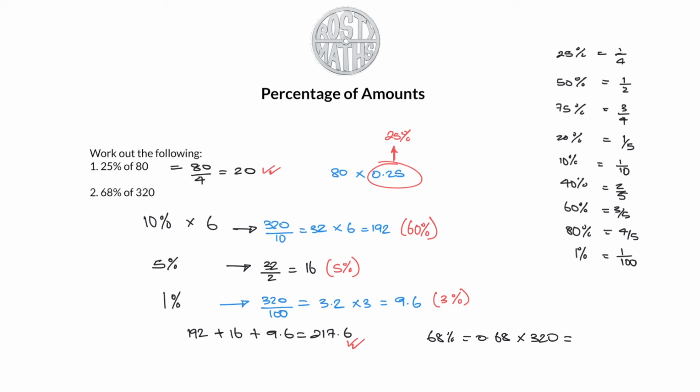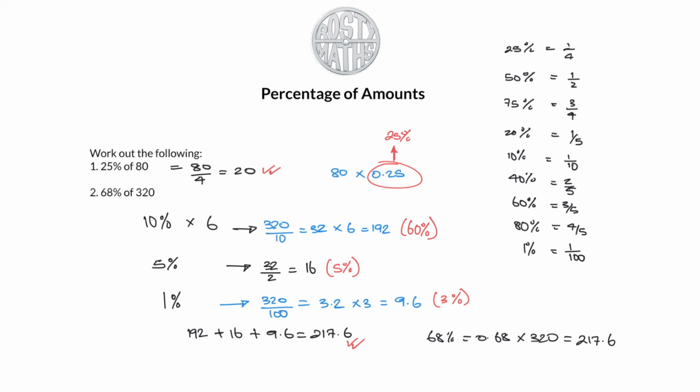Now, if you've got a calculator to hand, please go ahead and do that and see if you're going to get the answer. And that equals the same answer, 217.6. And that brings us to the end of this video. So I hope now you know how to find a percentage of an amount. But I will strongly suggest that you go ahead and learn this stuff here. It's really important that you know this by heart. Anyway, thank you for watching.